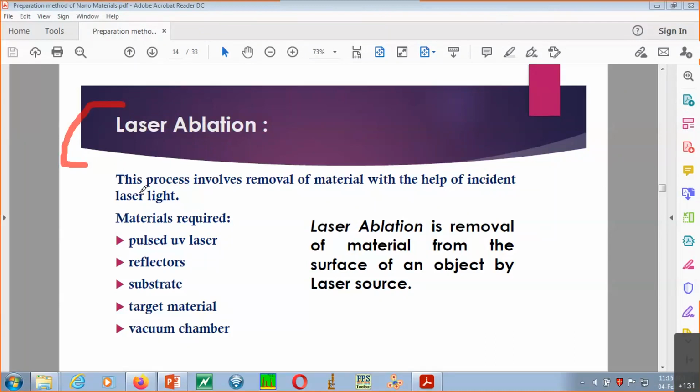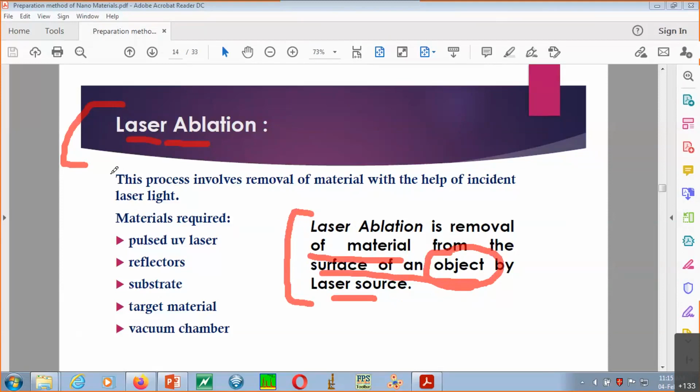And you see this particular process, what does it exactly mean? Here I have written down in this part: laser ablation is removal of material from the surface of an object by a laser source. This object is nothing but a millimeter size object or more. With that object you need to remove the surface particles with the help of a laser source. That's why this removal technique we know as laser ablation.